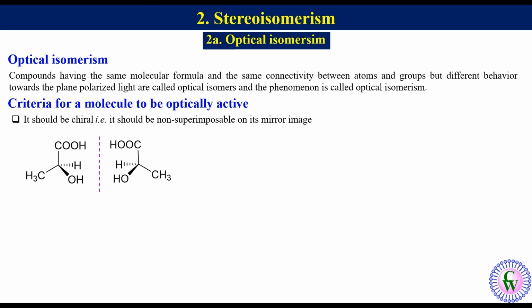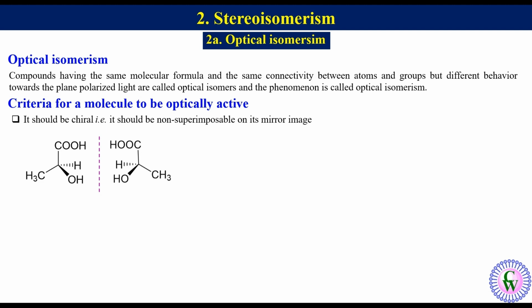Non-superimposable on its mirror image means if we put the mirror image of a molecule over it, it doesn't completely cover it. In this case, if we put the mirror image over the original molecule, we can see that these are non-superimposable. Therefore, lactic acid is a chiral molecule.